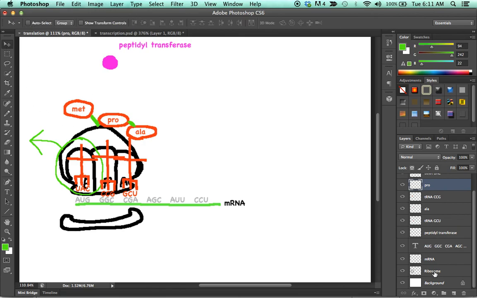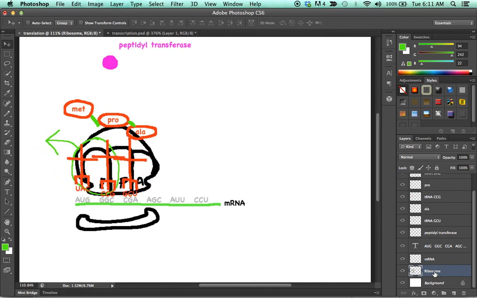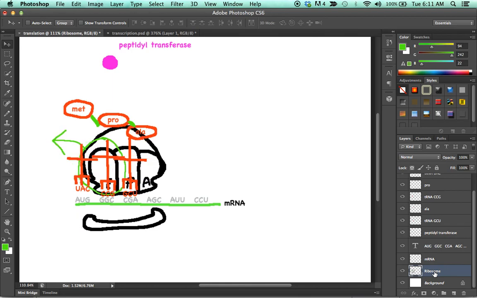And from here on, the ribosome shall slide further and move on to repeat the process until the amino acid sequence, or the amino acid chain, is complete.